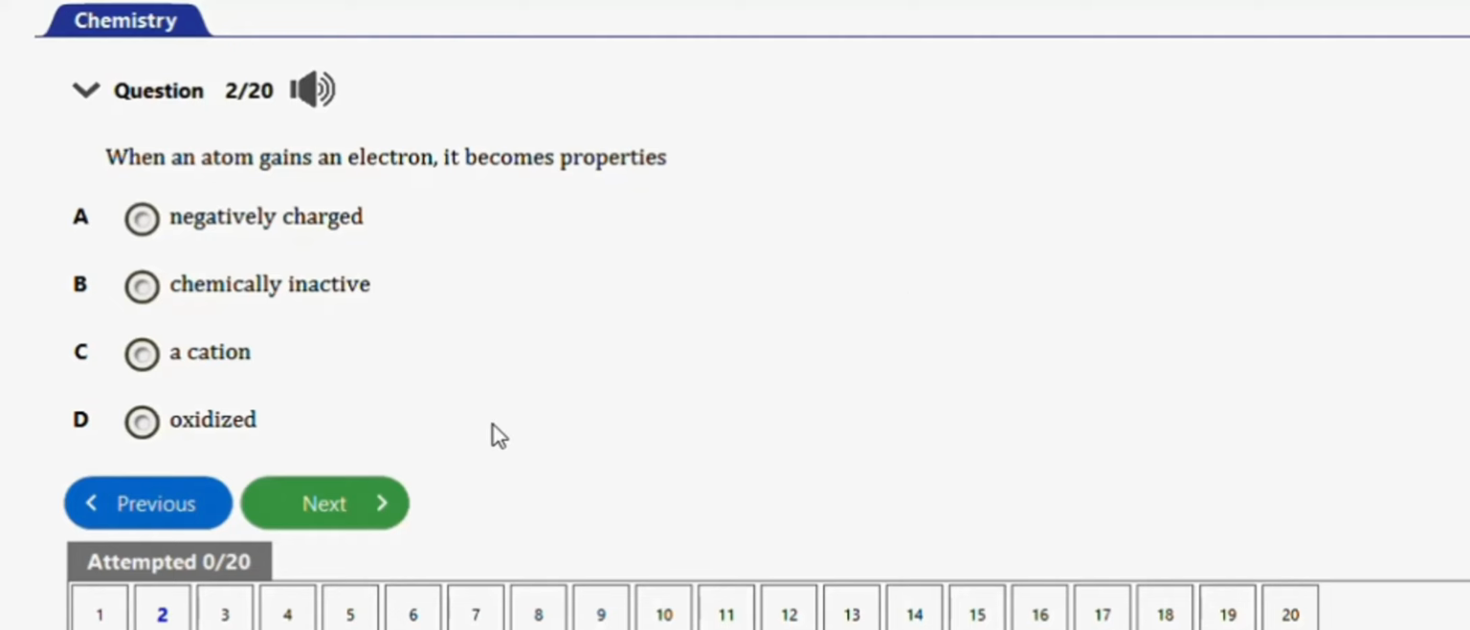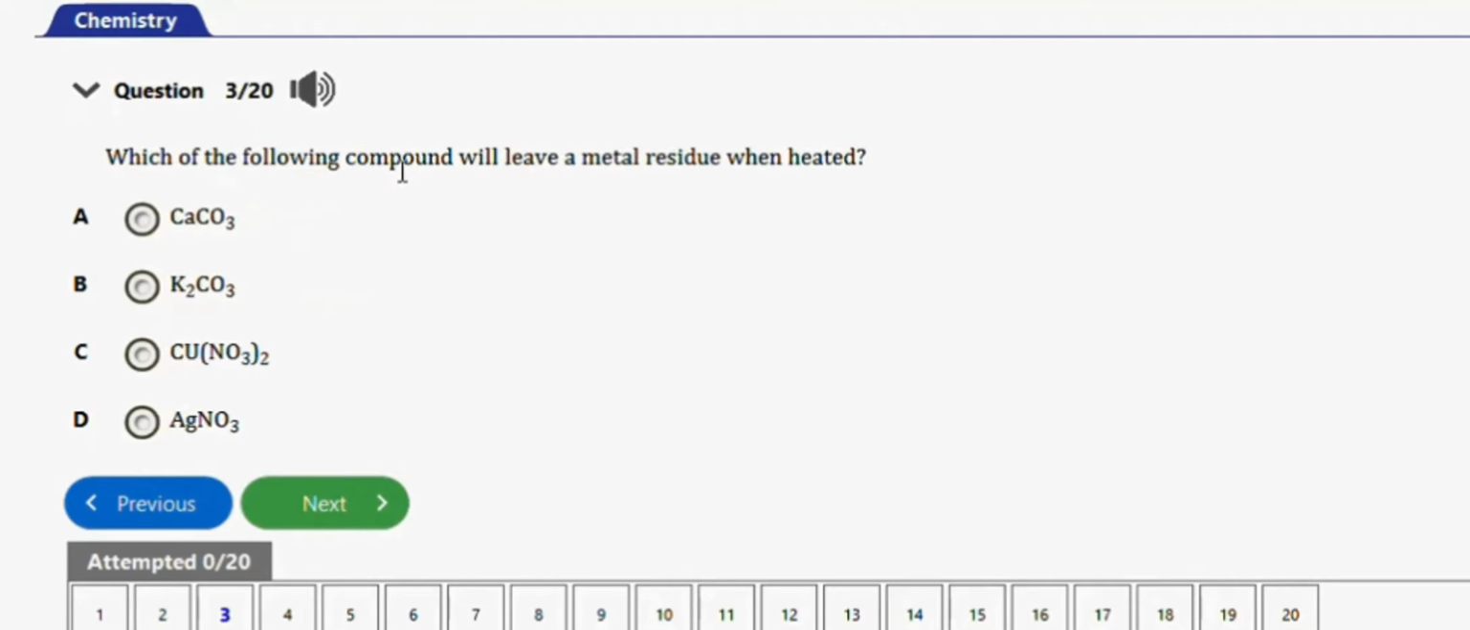Okay, so the next repeated question will be this one. It says which of the following compounds will leave a metal residue when heated? So the right answer is option D, silver nitrate. Very important, guys. Take note of this question. The next question will be this one.